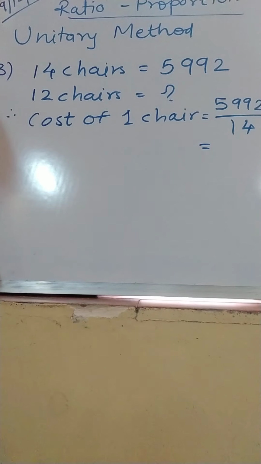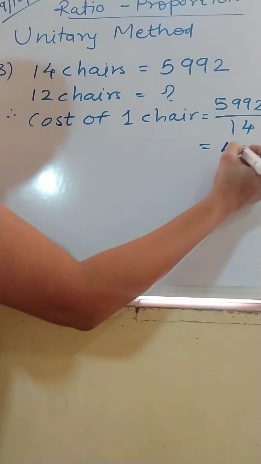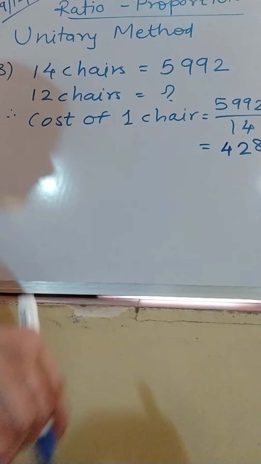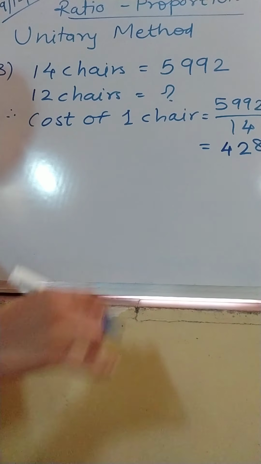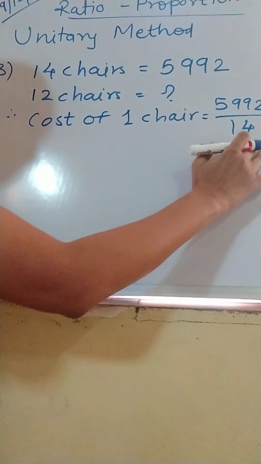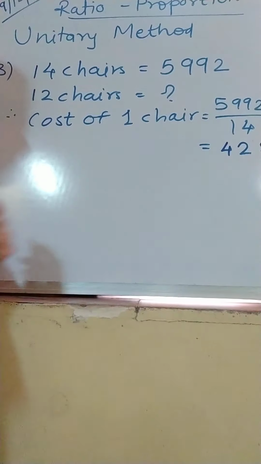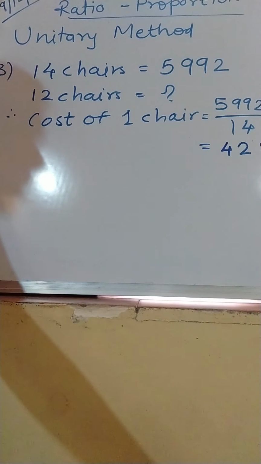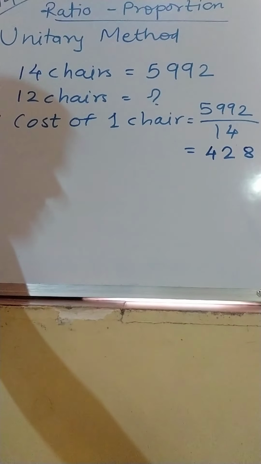So what is the cost of one chair? 14 fours are 56, and the answer is 428. I have done my calculation and I am writing the answer. You do the calculation properly and write your answers, right? So 428 is your cost of one chair.